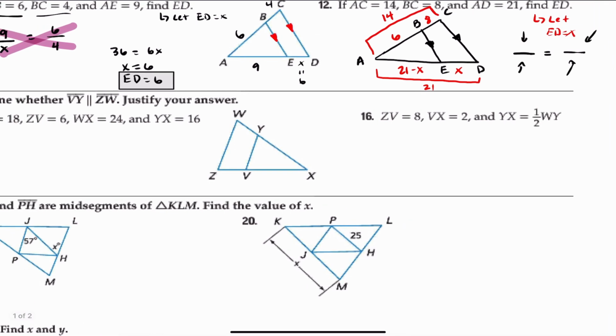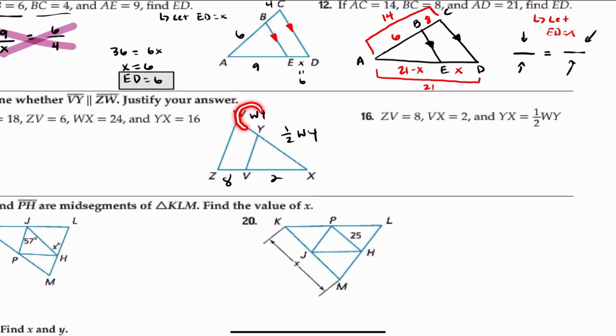For number 16, however, it's saying, okay, well, I have ZV, which is 8, and then VX, that's 2. Know that YX is 1/2 of WY. Okay, so what is WY? Well, we don't know what that is. We're just going to call it WY, just simply WY.